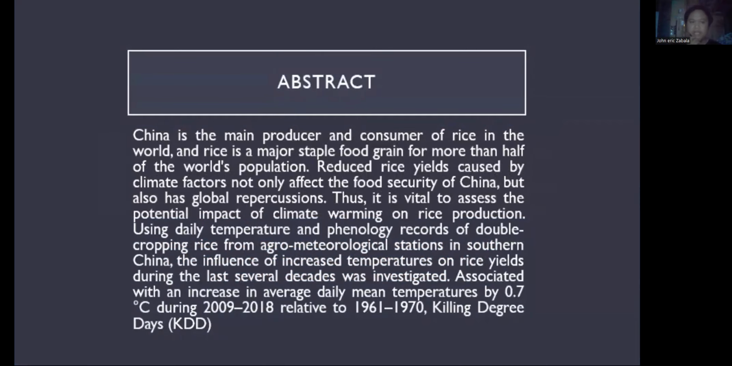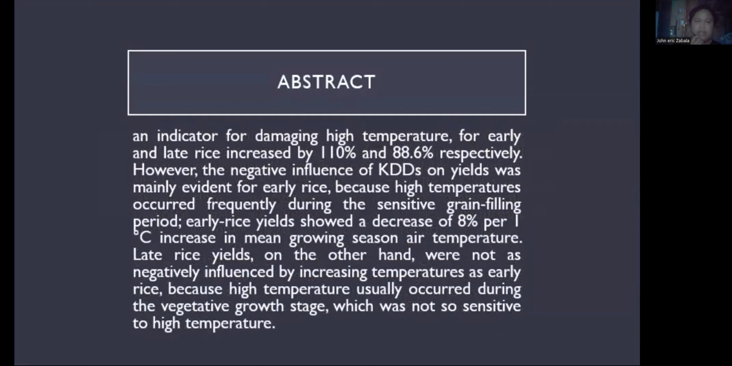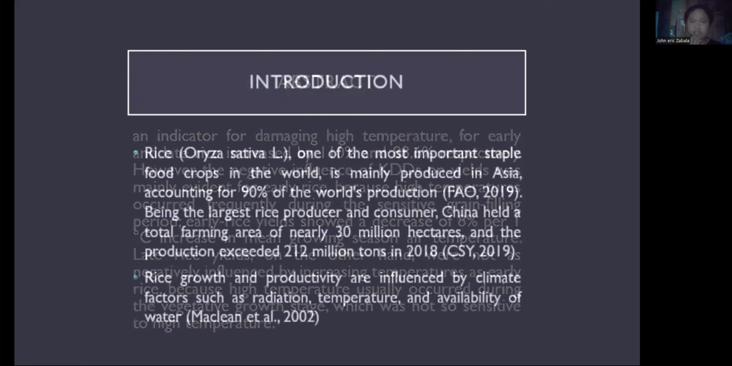So in the abstract, China is the main producer and consumer of rice in the world, no? Dahil sila po yung mas napakalaking population. So reduced yield caused by climate factors not only affect the food security of China but also the whole world, no? Thus, it is vital to assess the potential impact as an indicator for damaging high temperature. So tumataas na rin po kasi talaga yung ating climate, no? So this is in relation po sa climate change. The damages occurred during the vegetative stage.